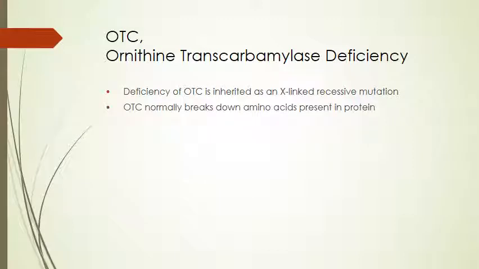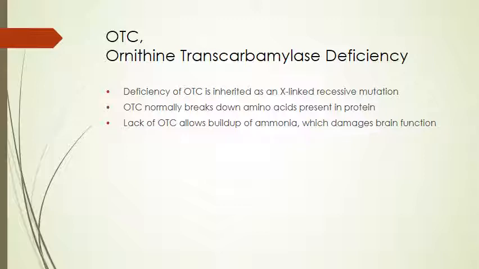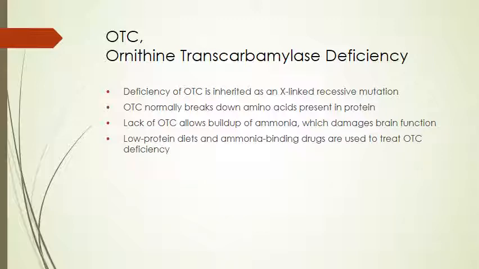If we look at OTC, ornithine transcarboxylase deficiency, we see that the deficiency of OTC is inherited as an X-linked recessive mutation. OTC normally breaks down amino acids which are present in protein. If you have a lack of OTC, it allows the buildup of ammonia, which damages brain function. And low protein diets and ammonia binding drugs are used to treat OTC deficiency.